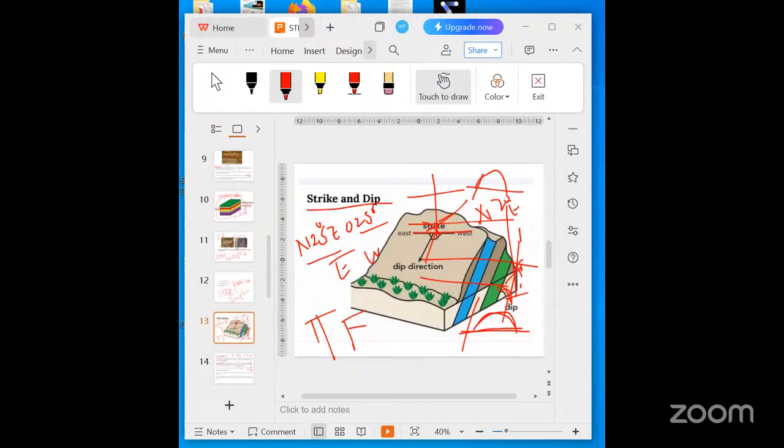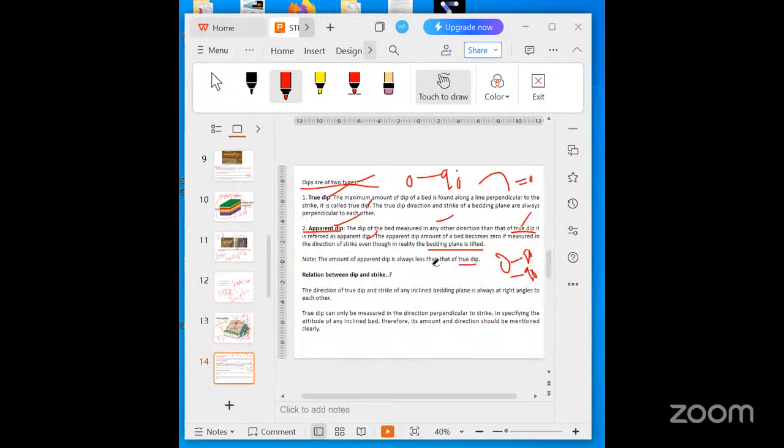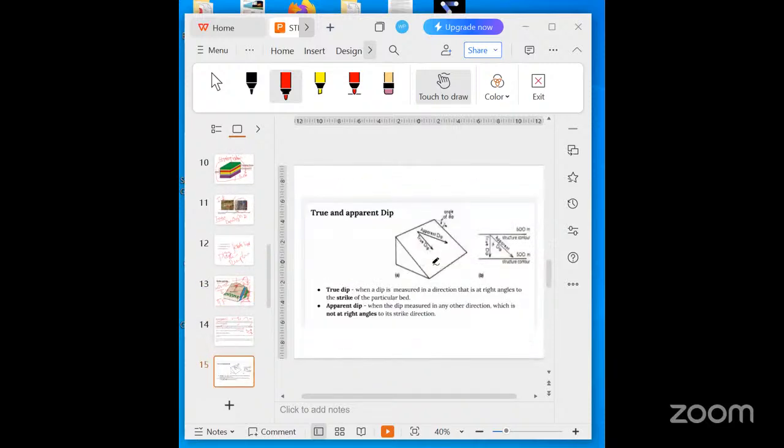And also another one is classification of geological structures. Dip and strike data provide useful information in the classification of rock or geological structures.